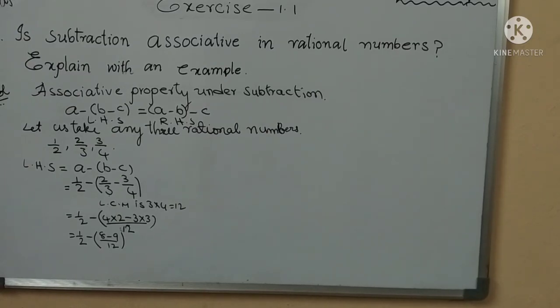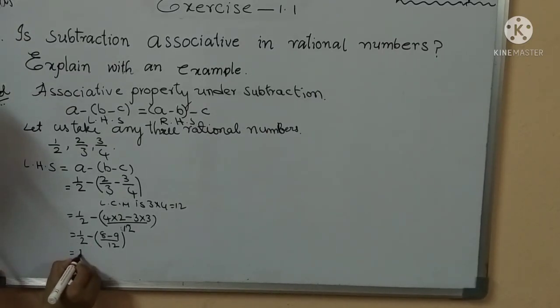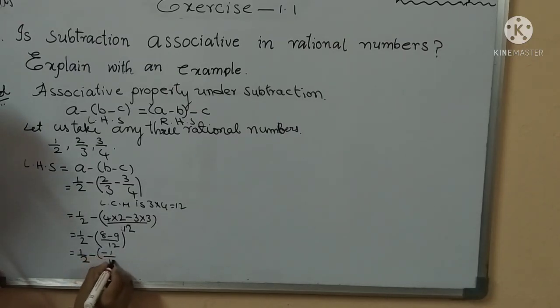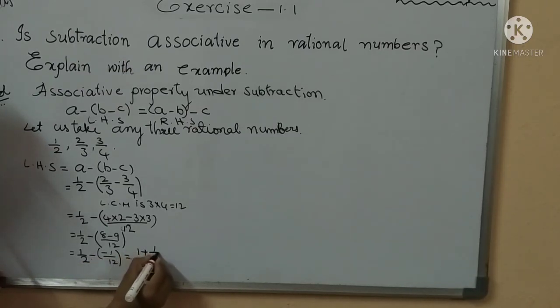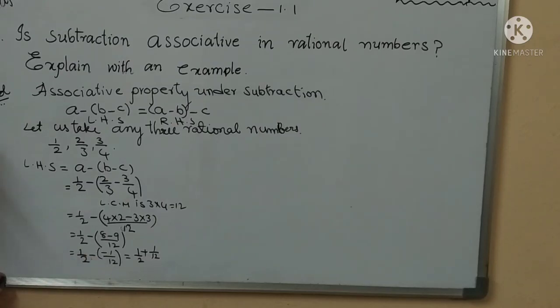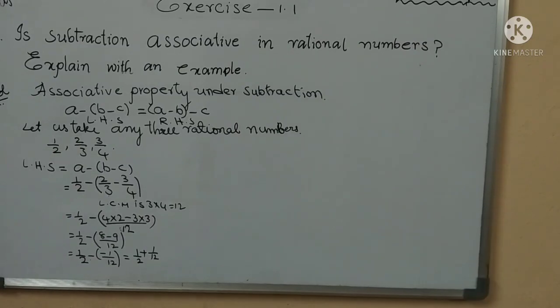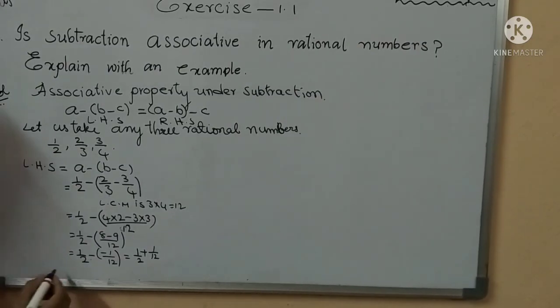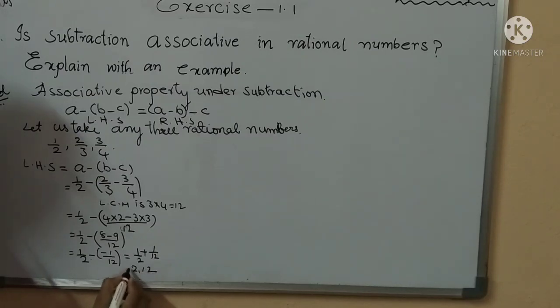So 1 by 2 minus (8 minus 9) by 12, which is minus 1 by 12. Minus into minus is plus, so 1 by 2 plus 1 by 12. Now we take the LCM of 2 and 12.